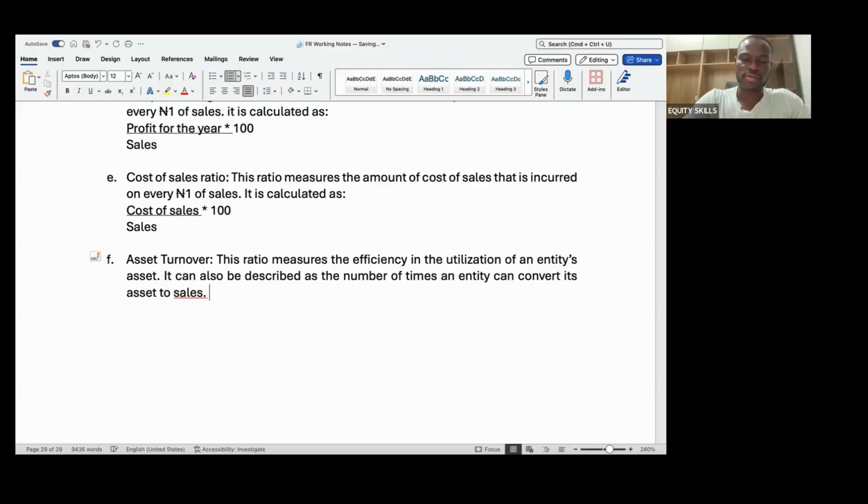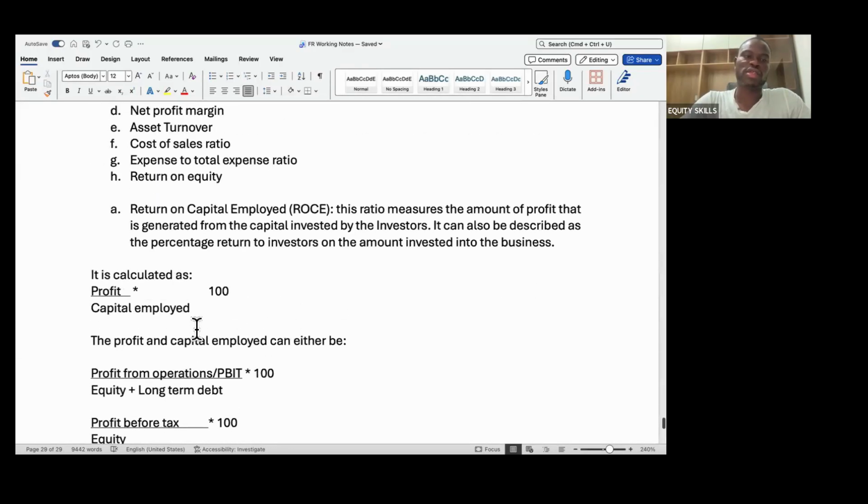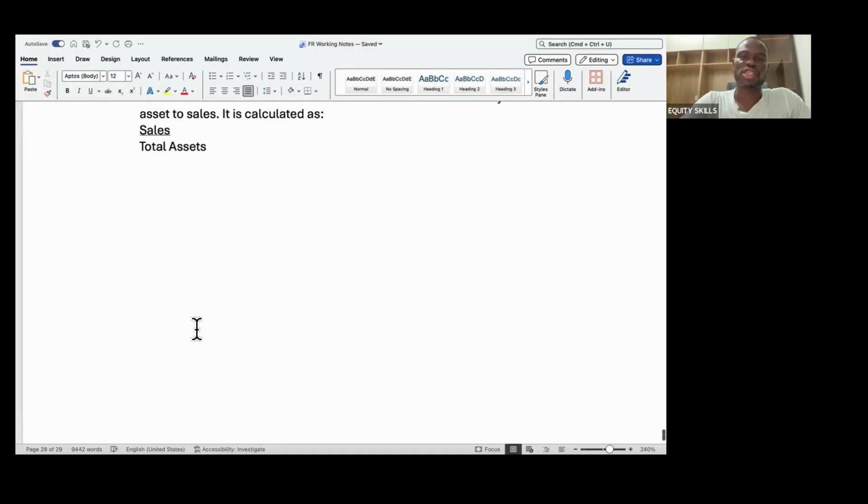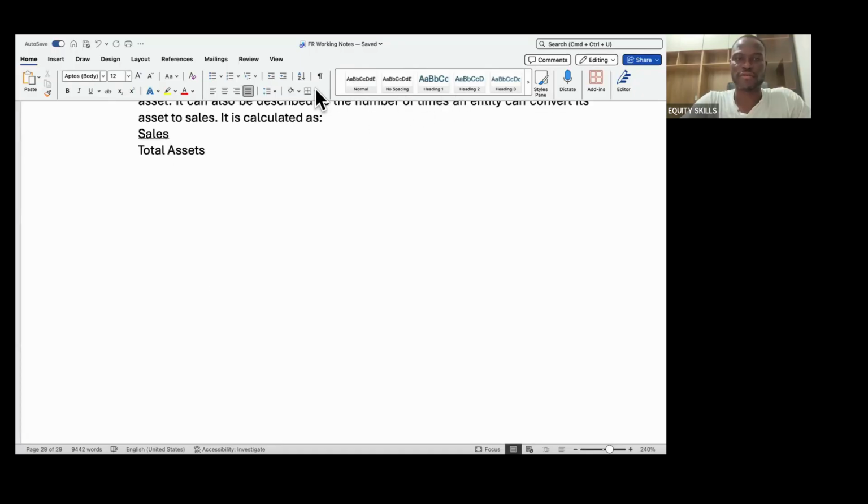And it is calculated as sales all upon total assets. This one is not multiplied by 100 because it looks at the number of times. How many times you are able to convert your assets to sales or revenue. So those are the profitability ratios that we have.